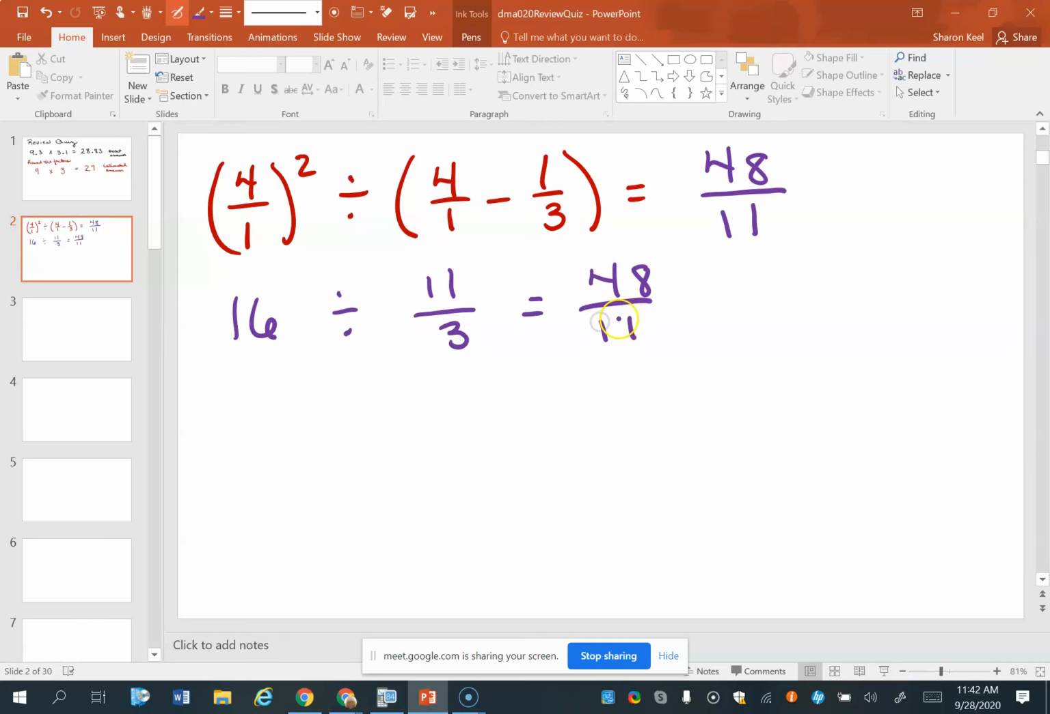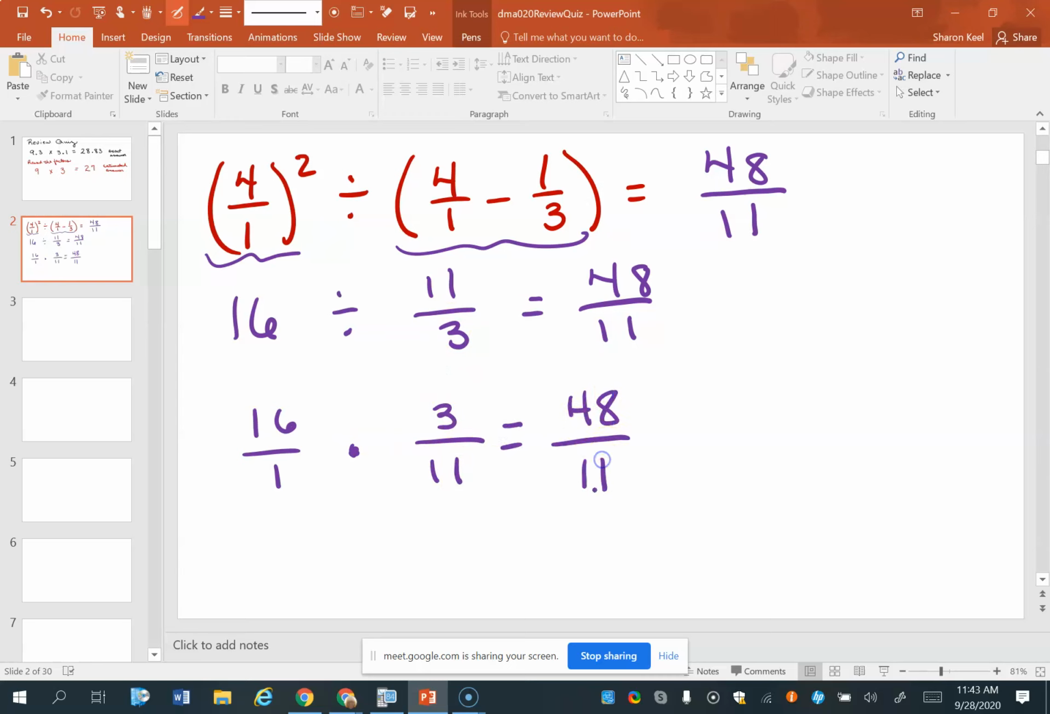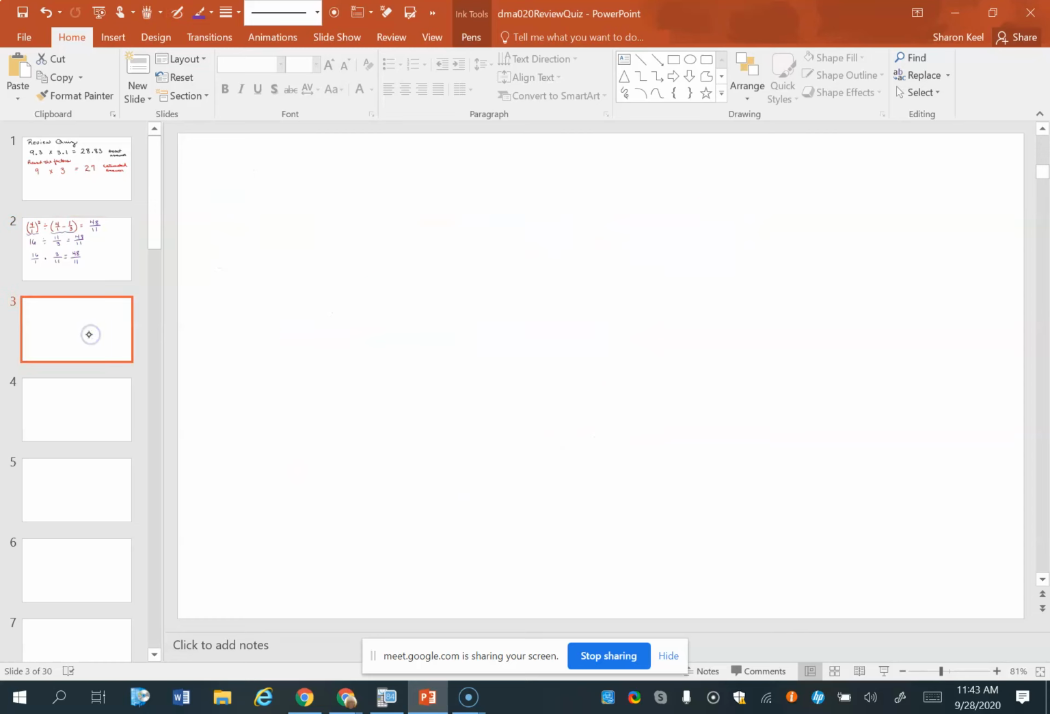So you can key it in its entirety all at once using the alpha y equals, or you can simplify each part. This gives us 16. This simplified is 11. And then when you do the division, you would have 16 over 1 times the reciprocal, and that gives you 16 times 3 is 48, 1 times 11 is 11. So you may go either way, longhand or using your calculator.